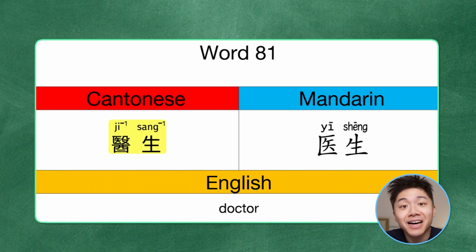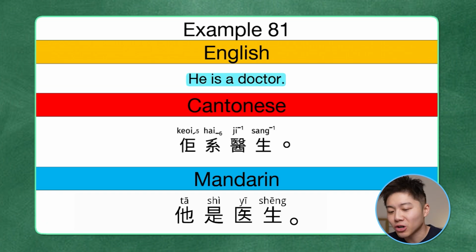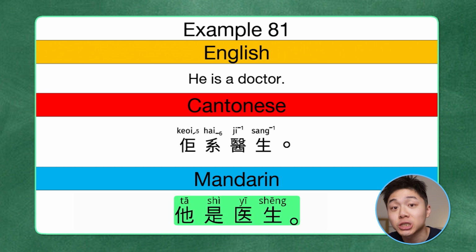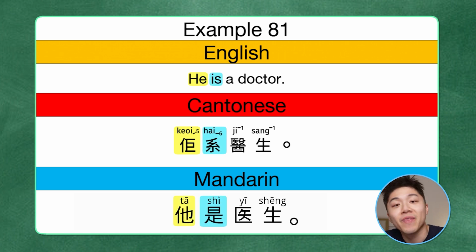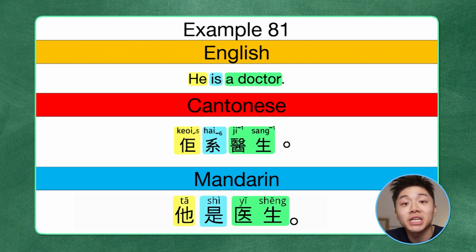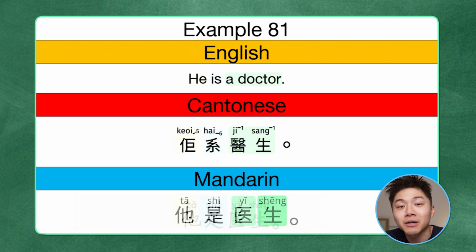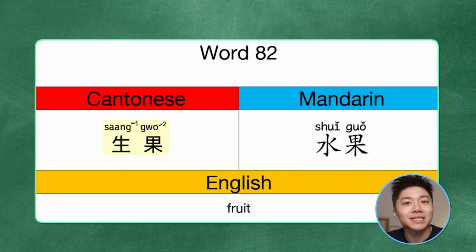Next we have doctor in Cantonese, 醫生. In Mandarin, 醫生. So for example, he is a doctor. In Cantonese, 佢係醫生. In Mandarin, 他是醫生. 佢 is he. In Mandarin, 他. 係 is, am, to be. In Mandarin, 是, and then 醫生 is doctor. In Mandarin, 醫生. Next, fruit, 生果. In Mandarin, 水果.